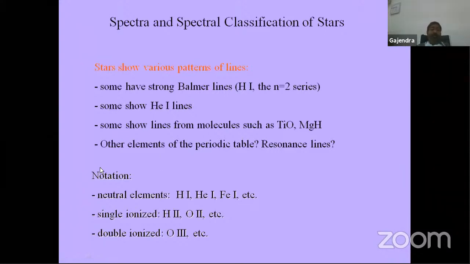Just to acquaint you with the notations that we astronomers follow. For neutral elements, if I want to denote neutral hydrogen, I would write H and Roman I. Neutral helium would be He I, and neutral iron would be Fe I. These are neutral. A singly ionized species is denoted with Roman II, like H II or O II. And if it is doubly ionized, I would represent it as O III, where O is oxygen. So this is doubly ionized oxygen, this is singly ionized hydrogen, this is singly ionized oxygen, and these are neutral hydrogen, neutral helium, neutral iron.